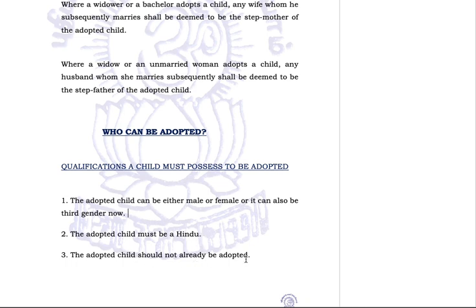The adopted child should not be already adopted. One who has already been adopted cannot be given in adoption. A child can be adopted only once, not more than once. So a child who is already adopted cannot be adopted again.